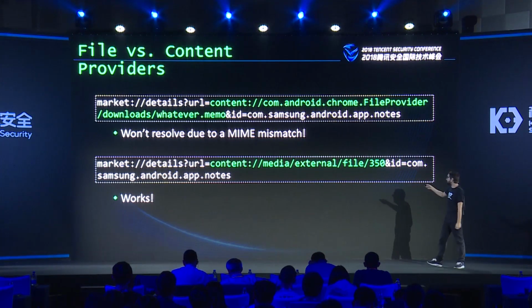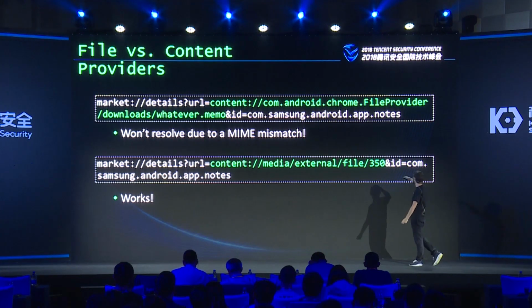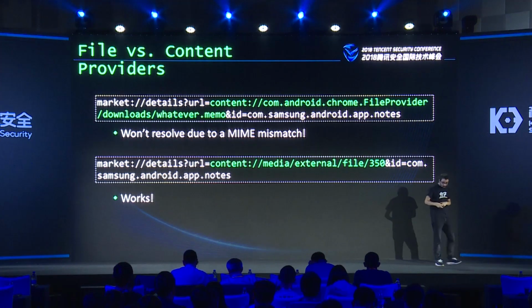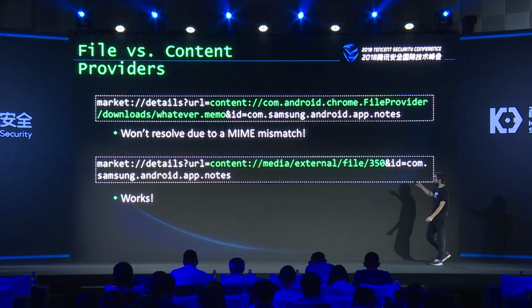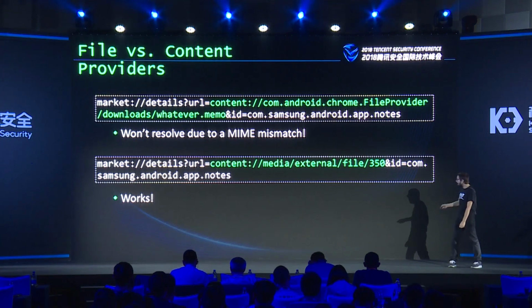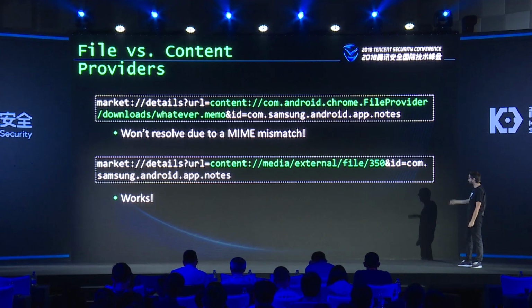So something like content://media/external/file/350, where 350 corresponds to our file, will be accepted by the package manager. Because when the package manager retrieves this file, it will look up the MIME type that's already stored by the content provider. But what the heck is this 350?